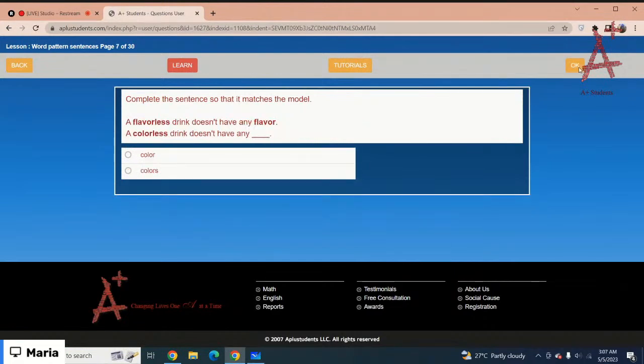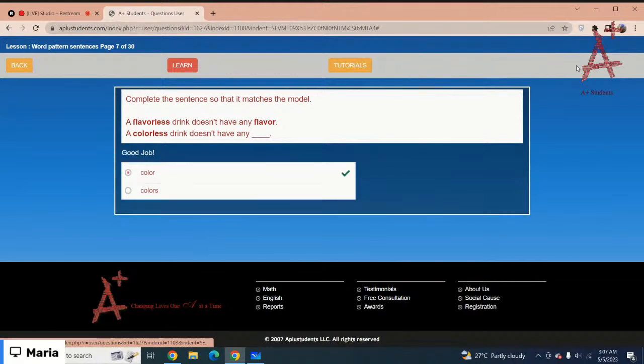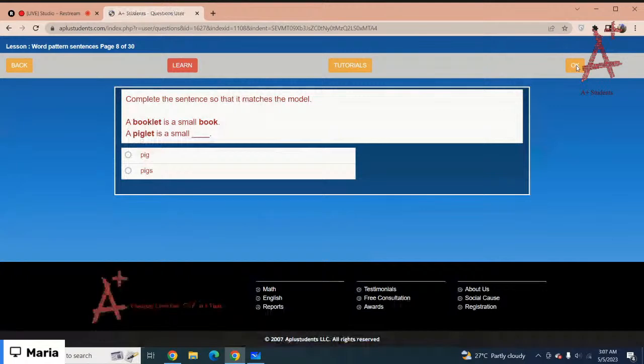A flavorless drink doesn't have any flavor. So a colorless drink doesn't have any color. The correct option is color. Colorless. So it would be it doesn't have any color. A booklet is a small book. Then a piglet is a small pig. It would be the small pig.